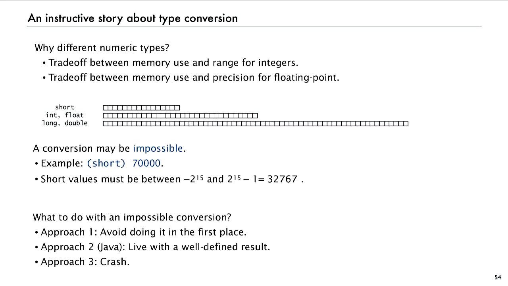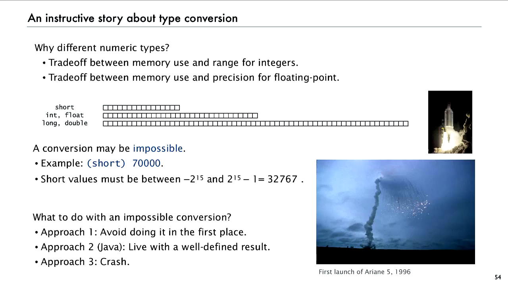And another approach is to not check for it, not live with it, just crash. And by crash, we mean actually crash. A type conversion error of this type actually led to the Ariane 5 rocket blowing up in 1996. They switched to a different representation, and there was a cast that was impossible, and one of the control variables had a bad value that caused the rocket to crash. You have to pay attention to the type of your data.